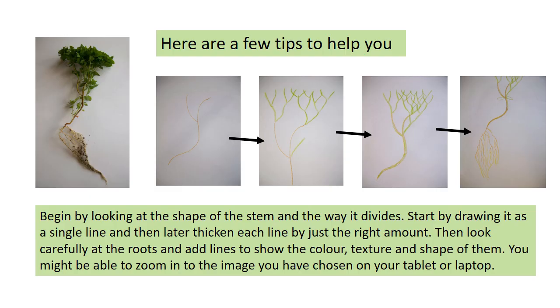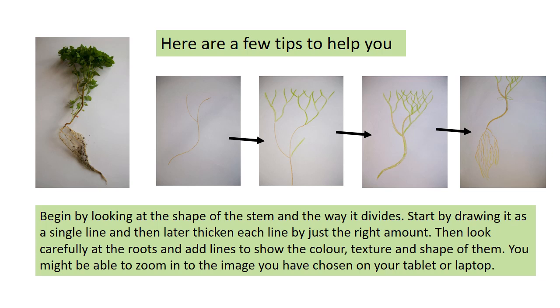Now here are a few tips to help you to draw your plant really accurately. So I want you to begin by looking at the shape of the stem and the way that it divides. So this plant, as you can see, the stem divides off as it gets nearer the top into smaller pieces. I'm going to start by drawing it as a single line, and then you can go back later and you can thicken each line. So it might be a little bit thicker towards the bottom, and as the plant gets towards the top, perhaps the stem gets a little bit thinner.